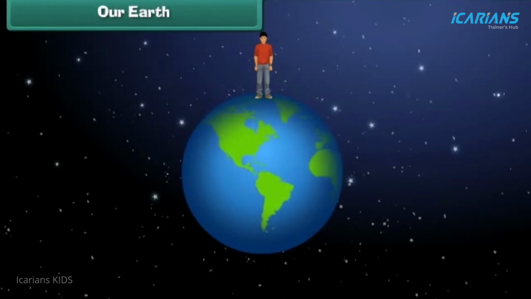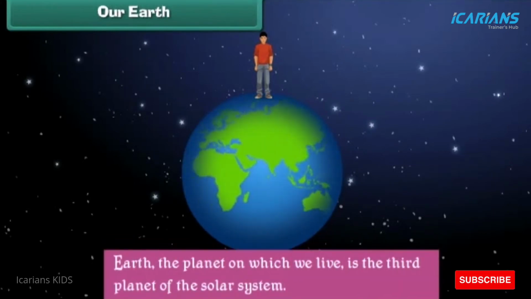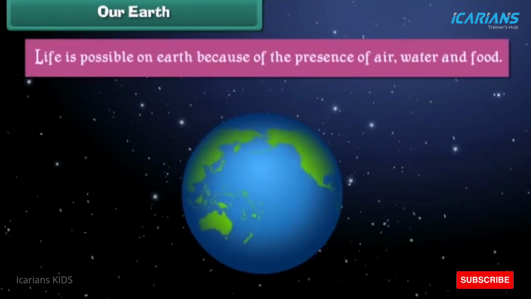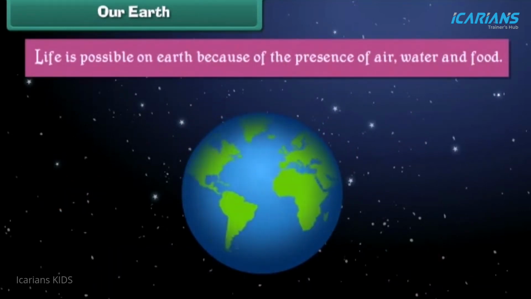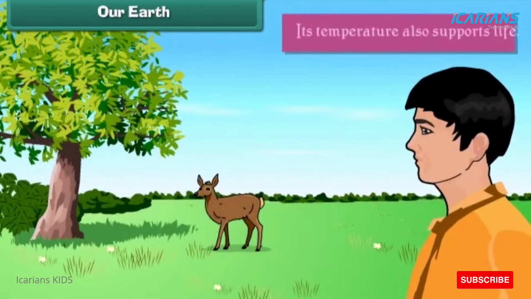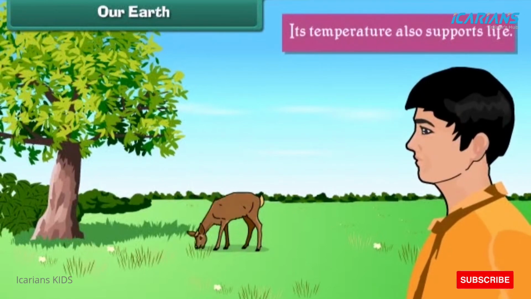Our Earth. Earth, the planet on which we live, is the 3rd planet of the solar system. Life is possible on Earth because of the presence of air, water and food. Its temperature also supports life.